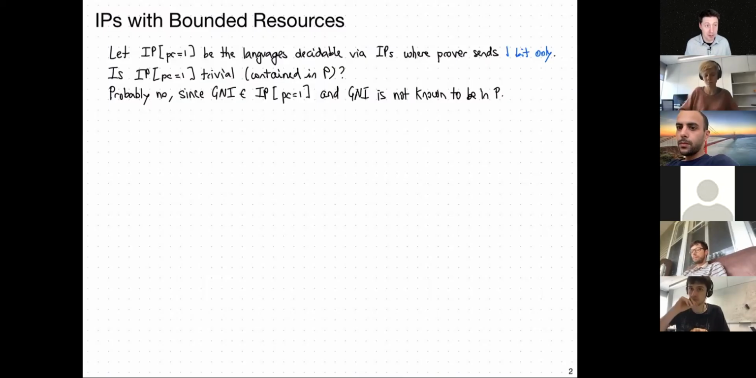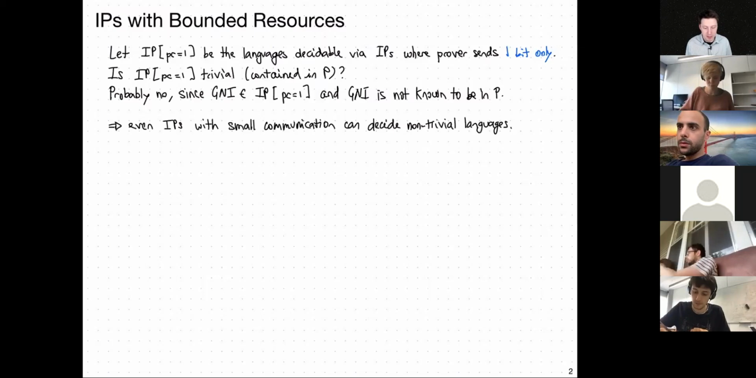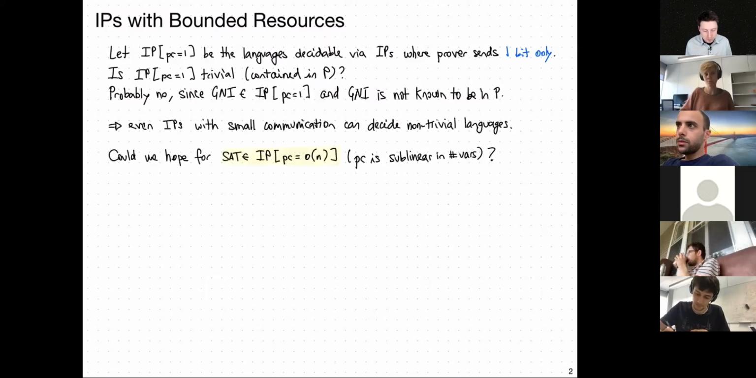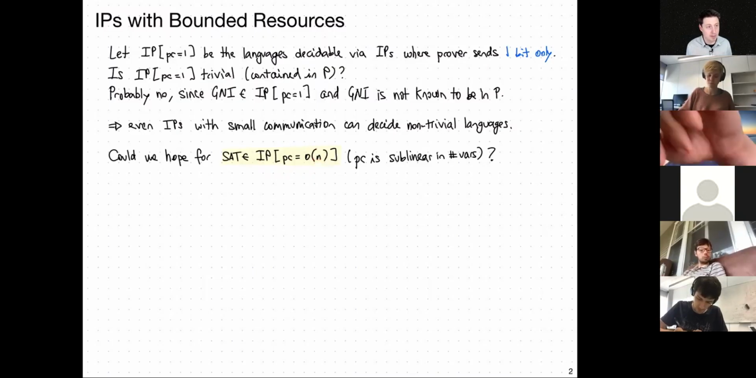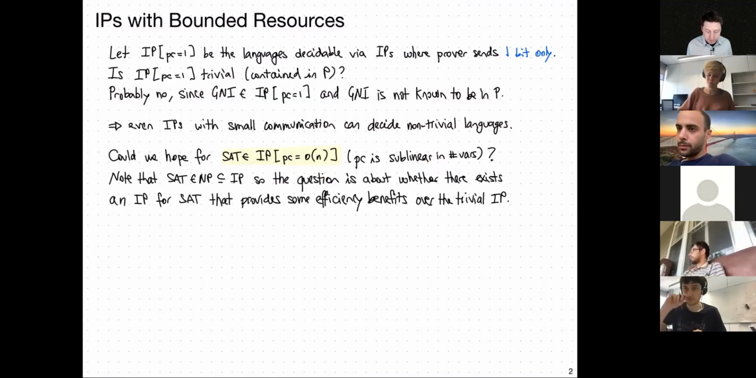We've seen interactive proofs for many more languages, so we'd like to try to understand what can be done. A very natural question is, let's take the case of SAT, that's a canonical NP-complete language. Could we have an interactive proof where the total number of bits sent from the prover to the verifier is sublinear, little o of n, sublinear in the number of variables?